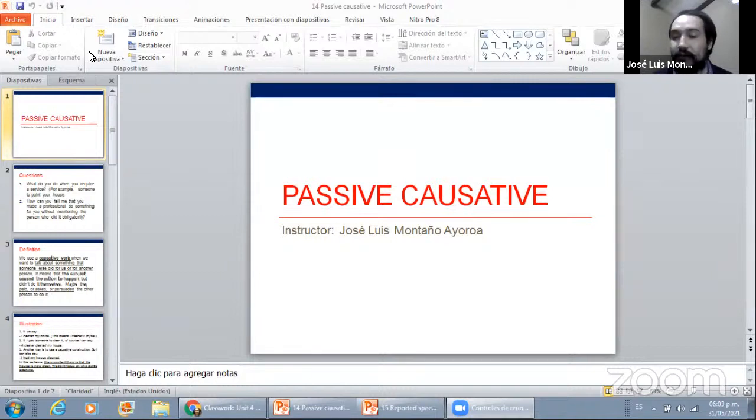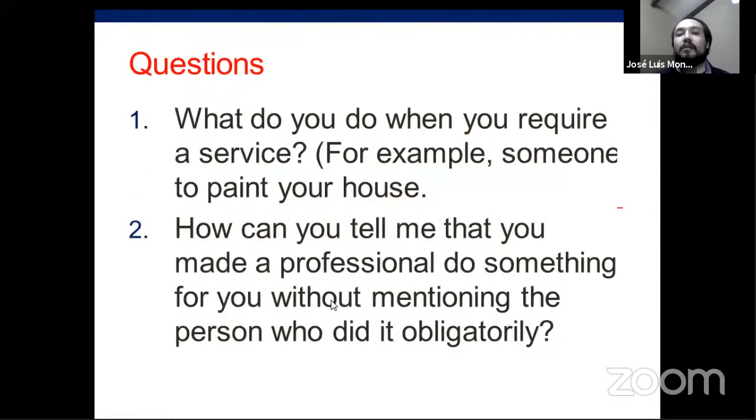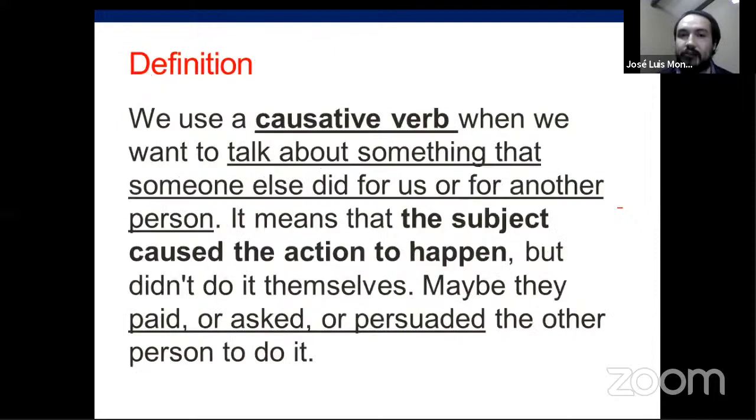But passive causative may be a little bit hard for some of you. This is something that we already started taking a look at on Friday. If you remember, I'm going to open this up. We were analyzing these ideas: what do you do when you require a service? You answered these questions and you read the definition. But it's important to refresh this information. So let's please read this definition.